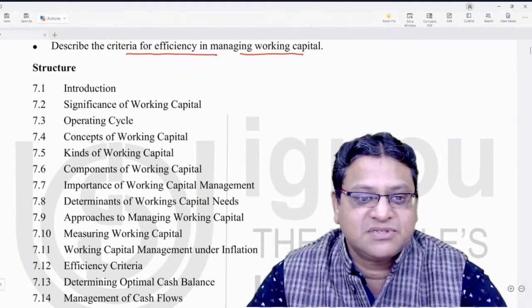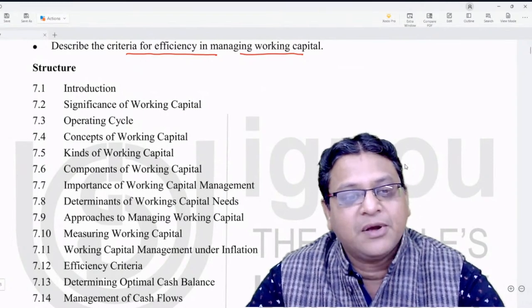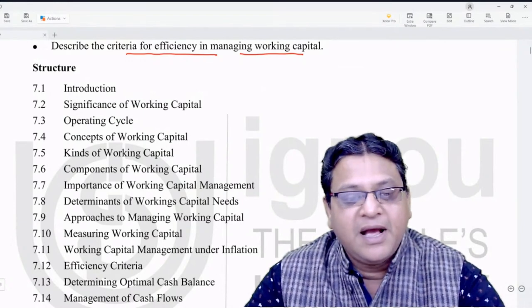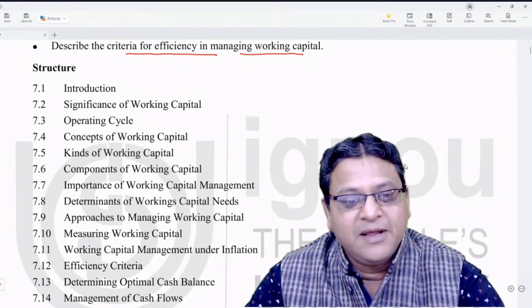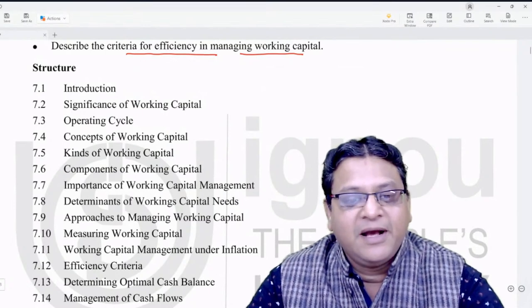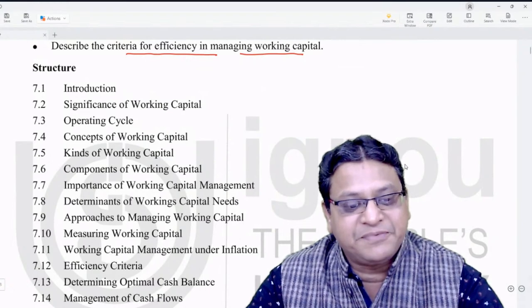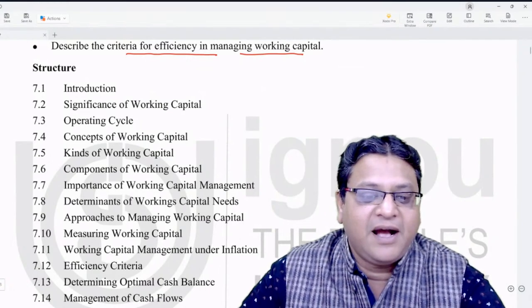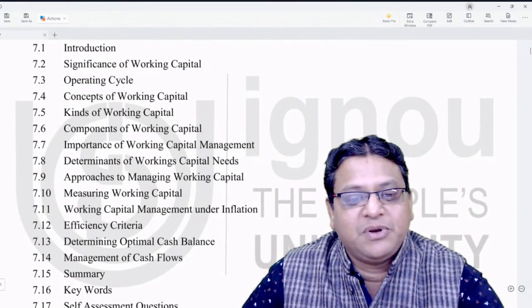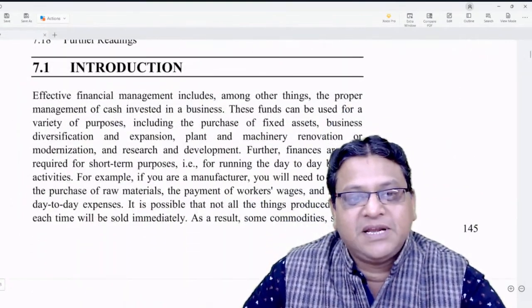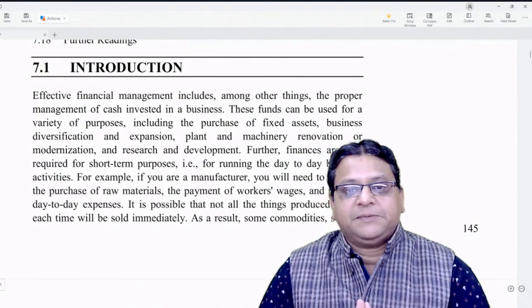Next, we will discuss different kinds of working capital, components of working capital, importance of working capital, determinants of working capital, approaches of working capital, measuring working capital, and working capital management or inflation. What are the efficiency criteria and how cash management will be done? All these things we will discuss. So let me first tell you, what is working capital?